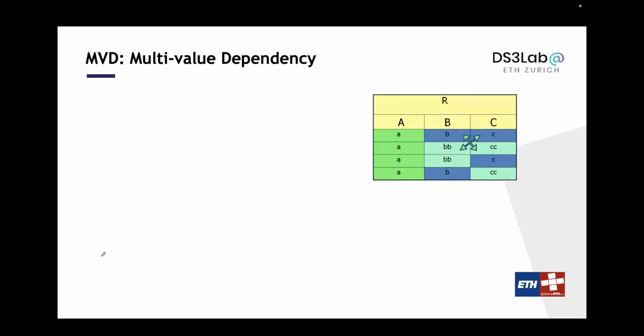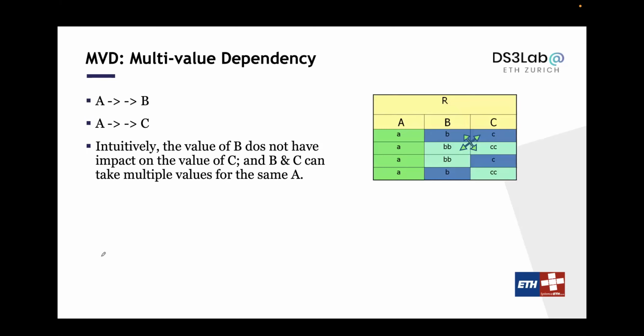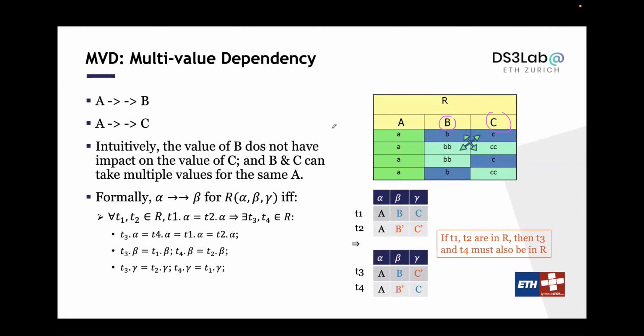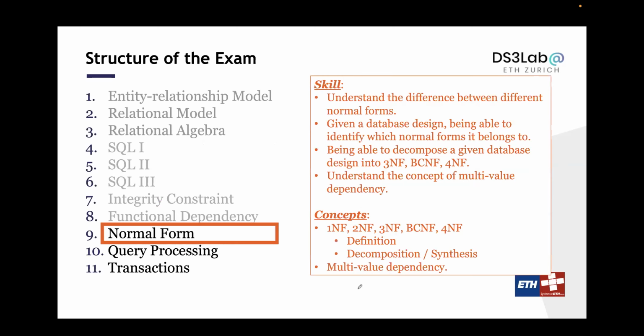And we also talked about multivalued dependency, I think last Wednesday. Essentially, it gives you this notion that two values, B and C, don't really depend on each other, conditional on a value of A. If you have the multivalued dependency from alpha to beta, then if you give me T1 and T2, I can always find T3 and T4 by swapping the values of beta and gamma. Intuitively, that's what it means.